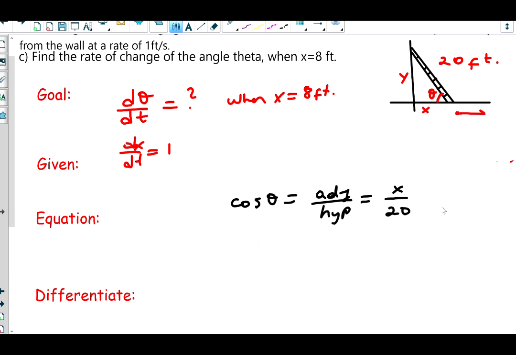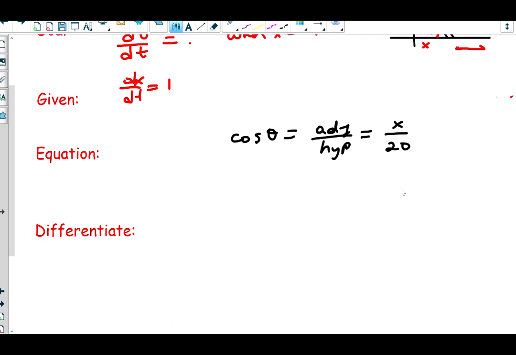At this point, this is the equation that we're going to take the derivative of on both sides with respect to time. So the derivative of cosine of theta will be negative sine theta times d theta dt. On the right hand side, think of this as 1 over 20 times x. So the derivative is like a constant times x. Keep the constant, differentiate x. It'll be 1 over 20 times dx dt.